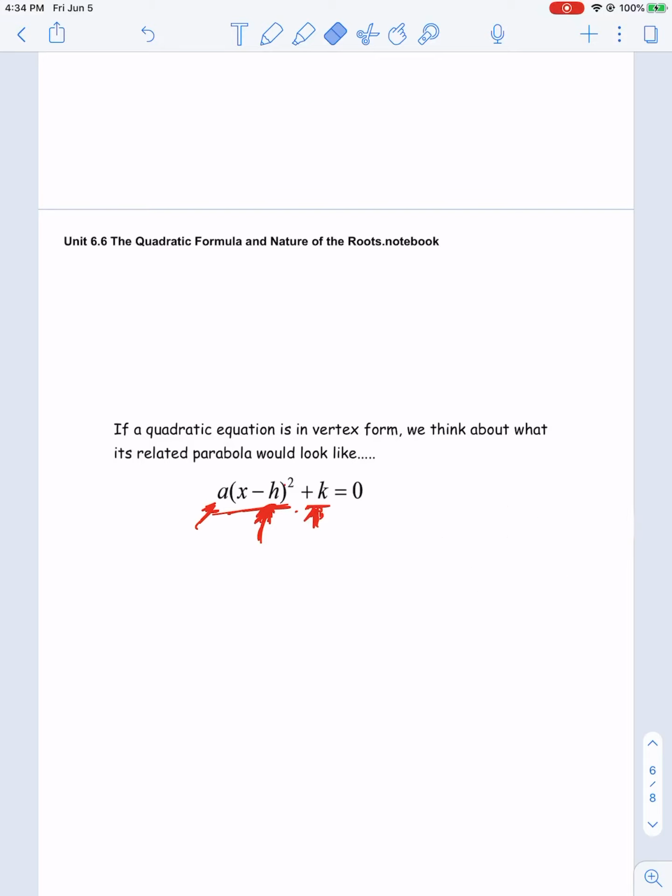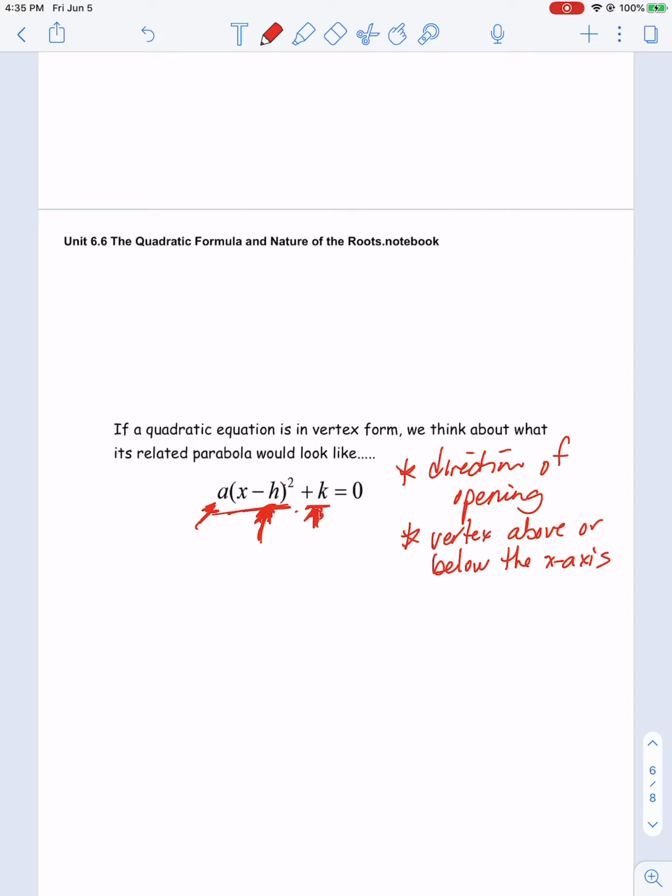What does determine how many roots there are is the direction of the opening and the K value. So is the vertex above or below the x-axis? Remember, if K is greater than 0, that means it's above. If K is less than 0, that means it's below.